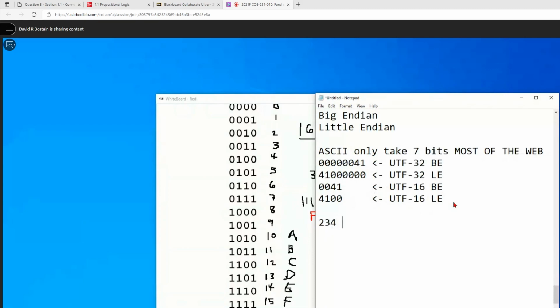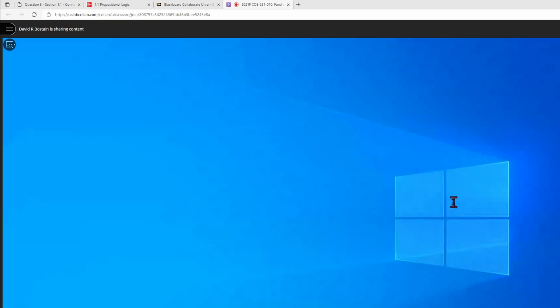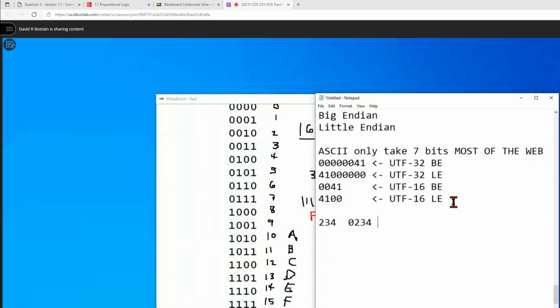Now, clearly, if the character we were going to encode, for example, 1, 2, 3, 4, that just fits fine inside UTF-16 big endian. This is UTF-16 big endian. It would be encoded as 3402 if we had it in UTF-16 little endian.